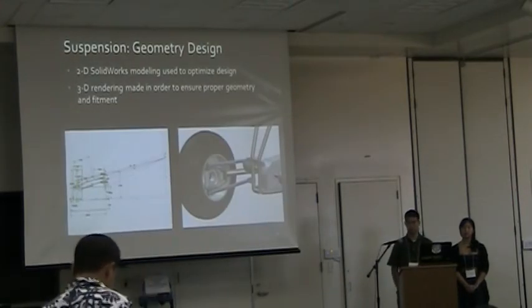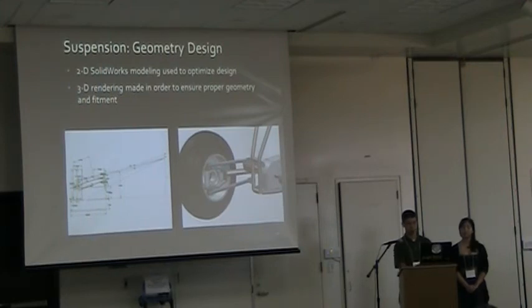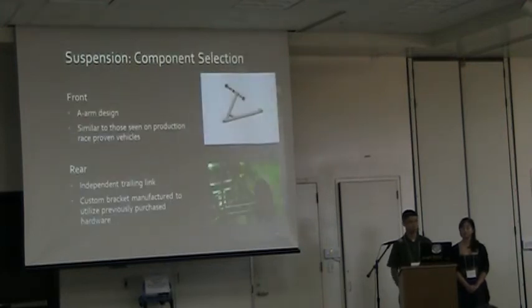You can see we use SOLIDWORKS to create 2D models as well as 3D models for fitment. And then from there, we designed our individual components. We use an A-arm front and a trailing link rear, which are the type of designs you'll see on real race vehicles and trophy trucks.